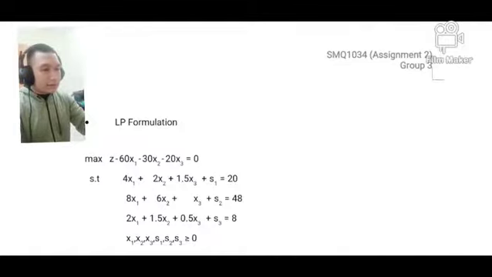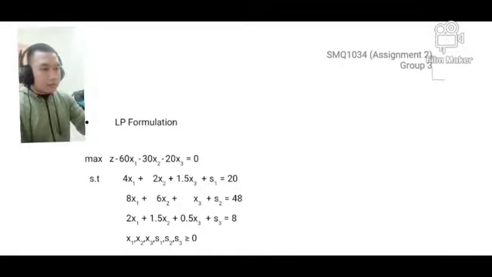Then we redo it in standard form. So z minus 60x1 minus 30x2 minus 20x3 equals 0. So this is our standard form.